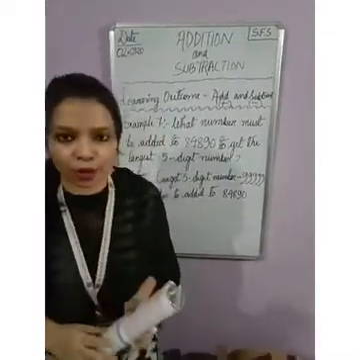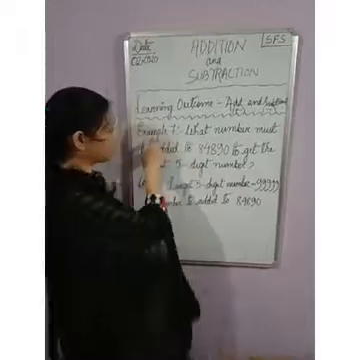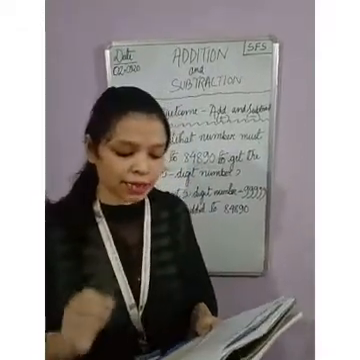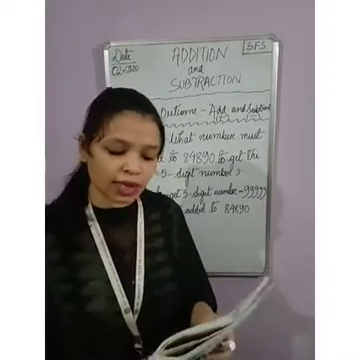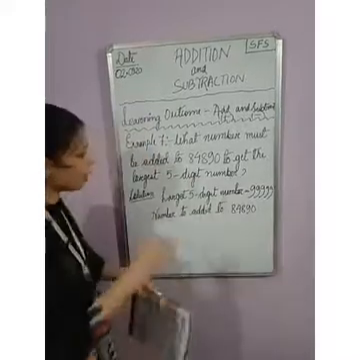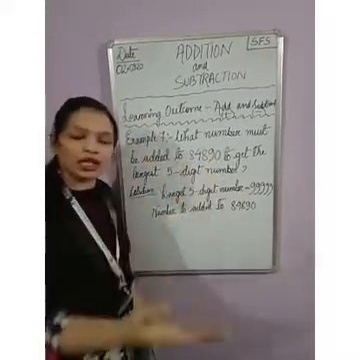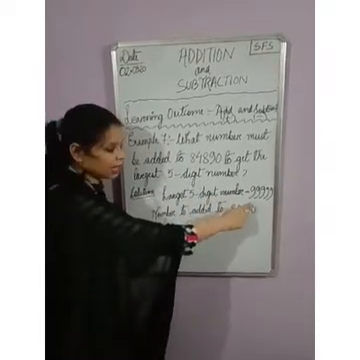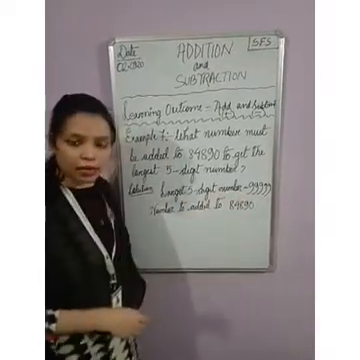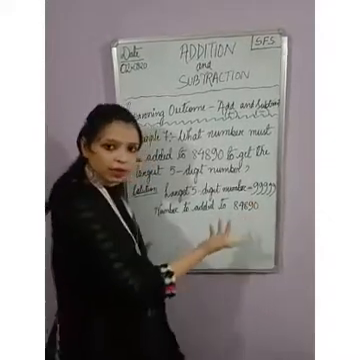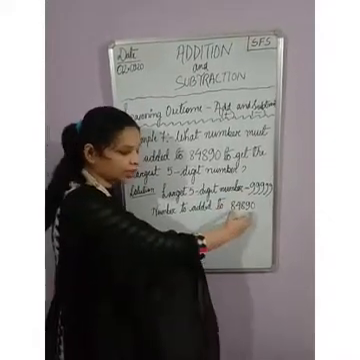Now I have taken from page 44 example 7. The question is already there. What number must be added to 84,890 to get the largest 5-digit number? That means what we have to add here to get the largest 5-digit number. We already know that the largest 5-digit number is 99,999. Now this number is smaller than this, we already know that by looking at the number.